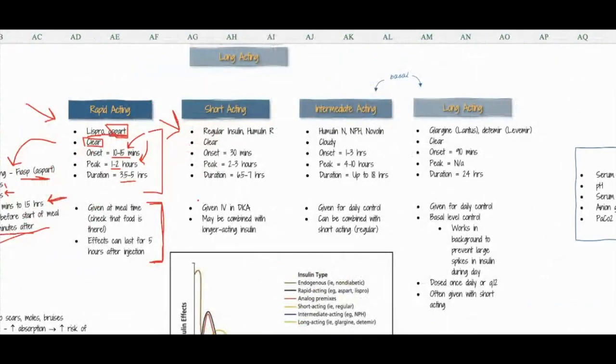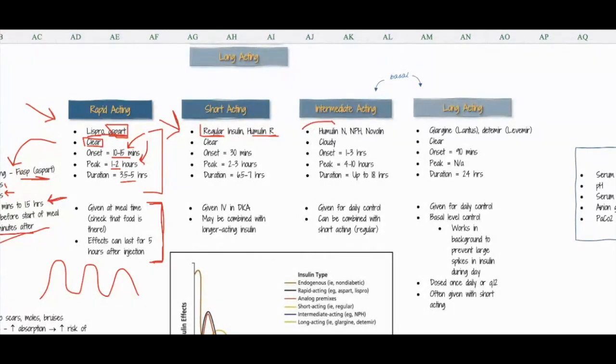Short acting, again, same thing. We're giving it at mealtime to imitate that natural insulin release in the body. They always have regular or R in the name. So you're going to have regular insulin or Humulin R. It's always going to be obvious that we're talking about regular insulin. I find that really easy to remember.